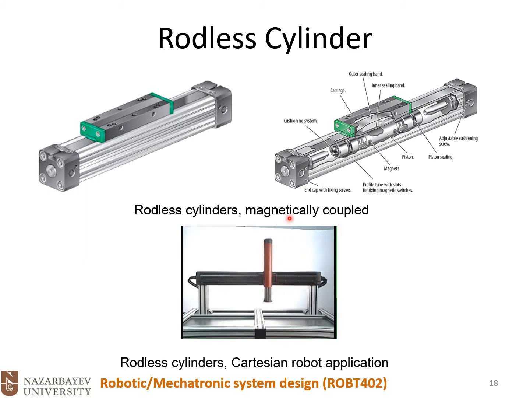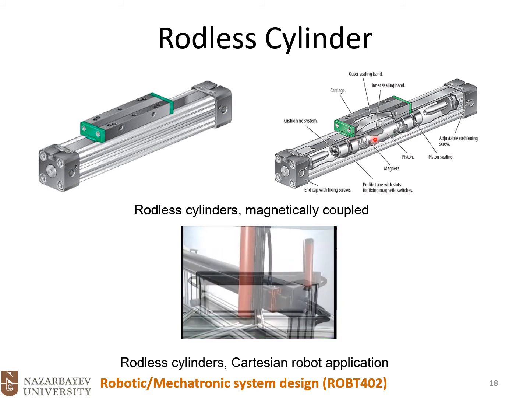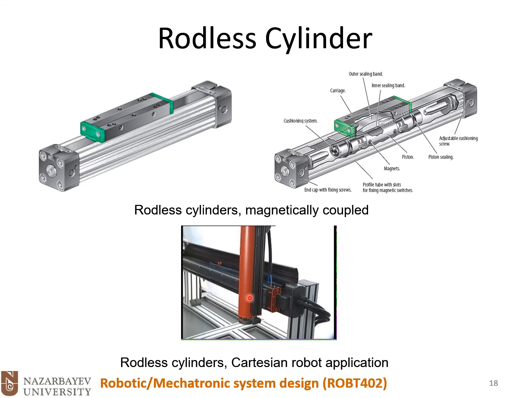Okay, so here you see the external carriage, and here you could see the cross-sectional area. We have a piston. In this case, we have a coupling, but this is a mechanical coupling between the piston and the carriage. Here we have one application.